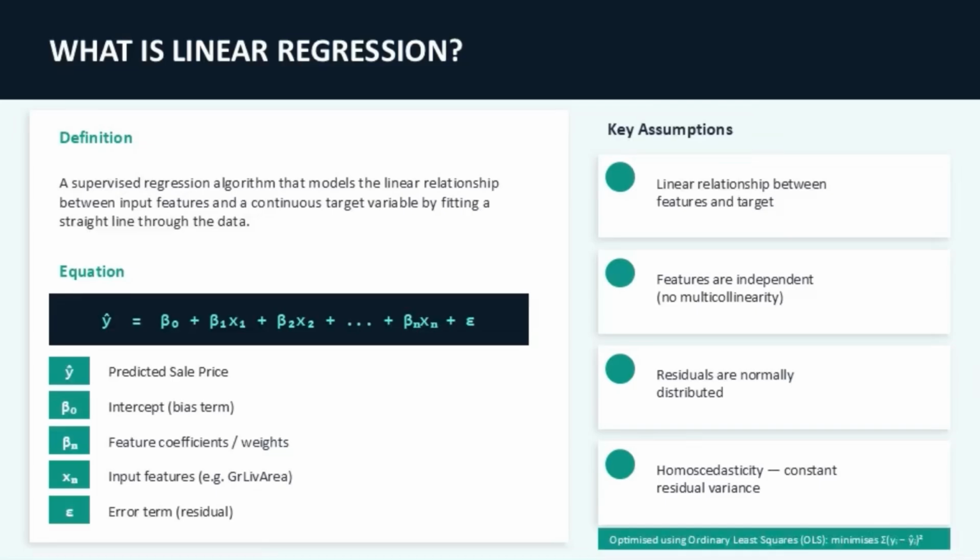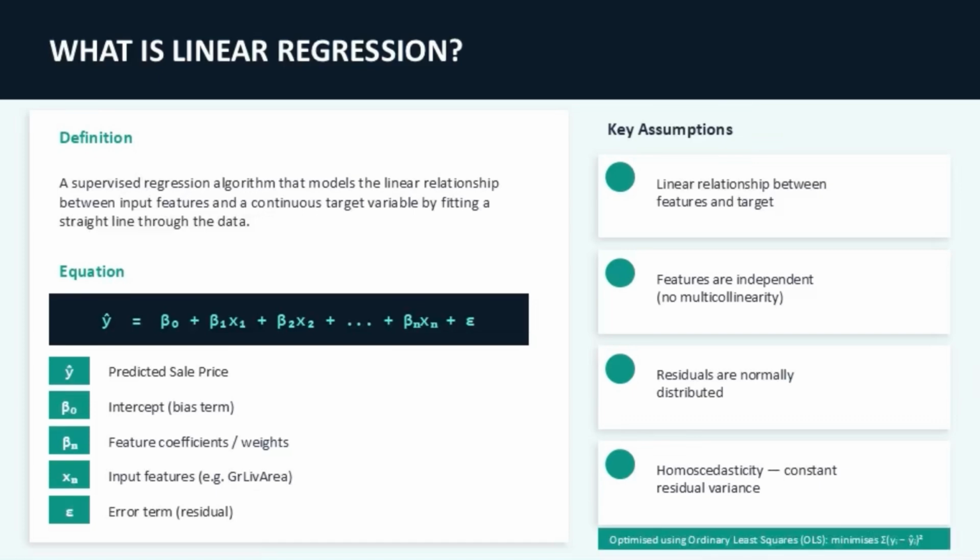Linear regression is one of the simplest and most fundamental machine learning algorithms. It works by finding a straight line relationship between input features and the target variable. In simple terms, it tries to fit a line that best represents how the input variables affect the output.